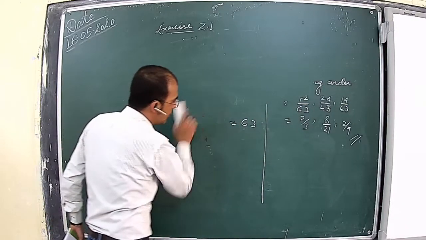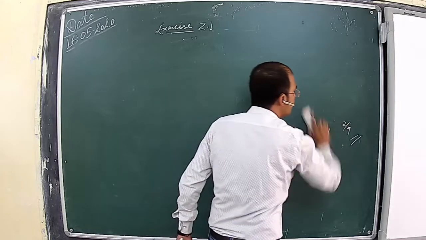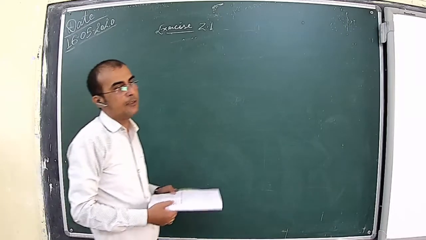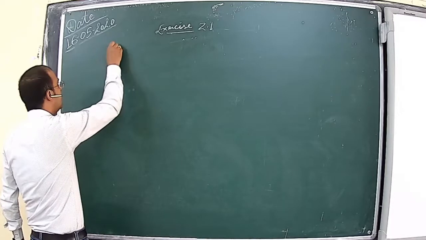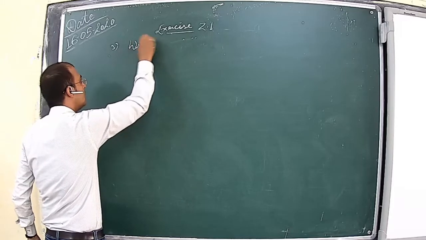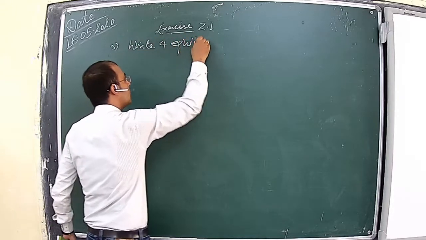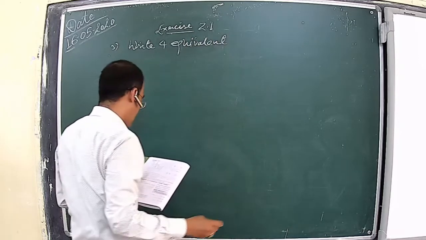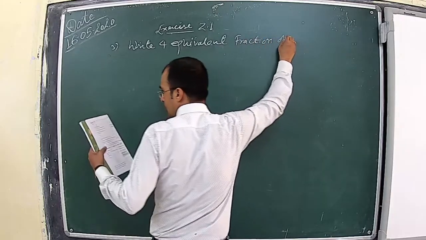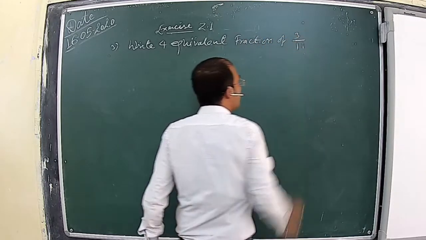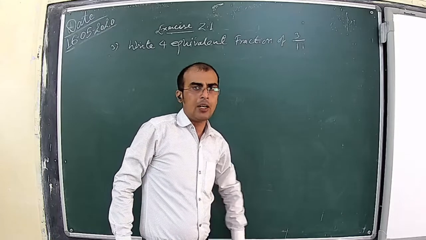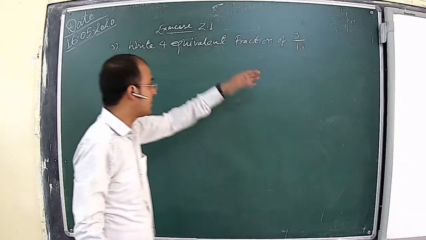Question number 3, you have to find the equivalent fraction. Means write 4 equivalent fractions of 3 by 11. Question number 3 is here. Write 4 equivalent fractions of 3 by 11. So this is a fraction, and you have to find the equivalent form of this fraction. So what will be the solution?